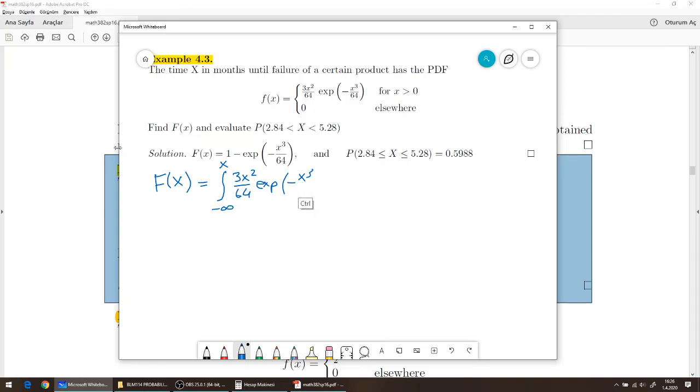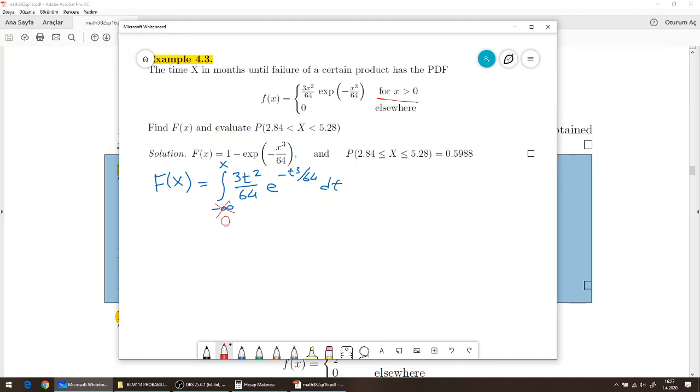Again, I made the same mistake. What is it? Yes, t. But as you know, this function starts from 0. That means instead of minus infinity, we will use 0 here. Let's continue to solve this integral.